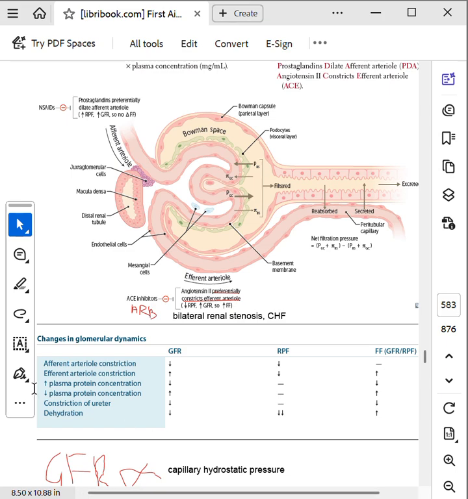Now the other way around, if my plasma protein concentration is going to fall, my blood is going to become thin. Since it's thin, my GFR is going to increase. It's very easy for my plasma to get filtered. So my GFR is going to increase. Since my GFR is going to increase, my filtration fraction is also going to be increased. This happens in cases where we have nephrotic syndrome.